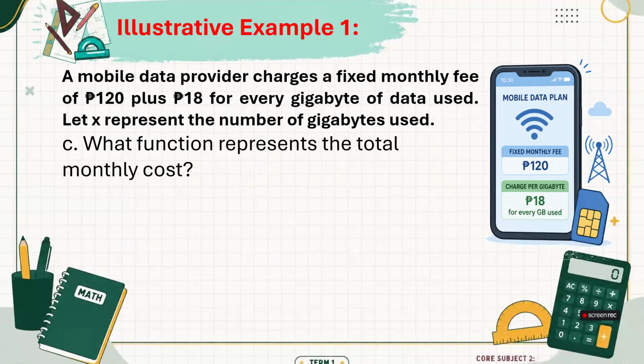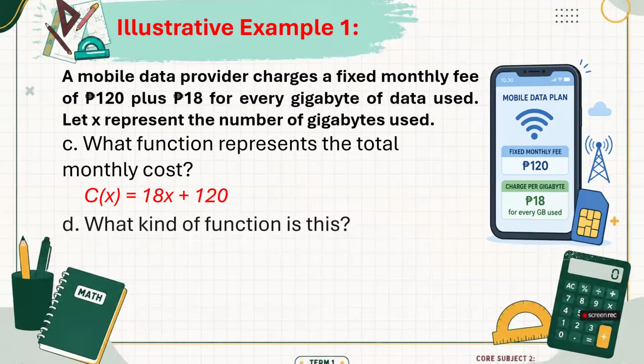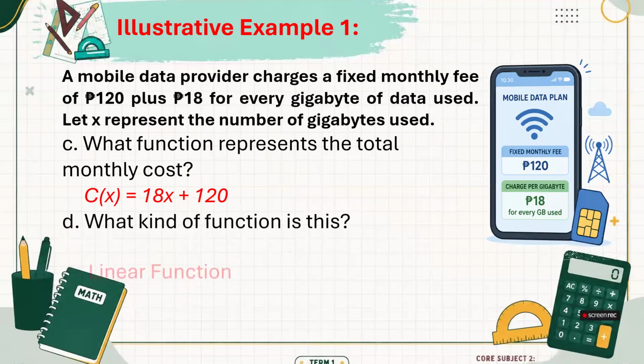Now, let's combine the variable cost plus the fixed cost. So therefore, our function can be represented as C of x, which means the cost function. Combining the two, we have C of x is 18x plus the fixed cost, which is 120. So what type of function is this one? Very good. This is a linear function.